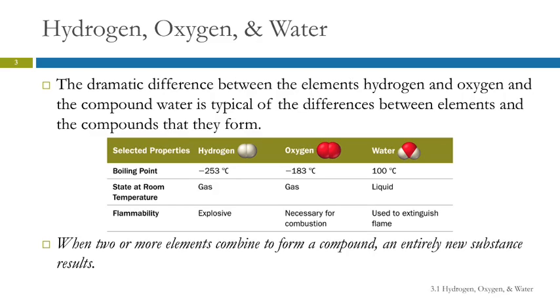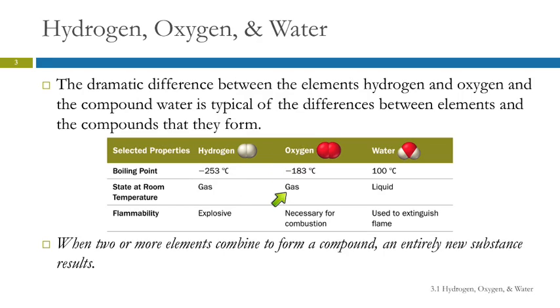So let's look at hydrogen and oxygen. Start simple. So we've got the elements, hydrogen and oxygen. Here we have a table showing some of the properties. Hydrogen is a gas at room temperature. Its boiling point is negative 253 degrees C. You can get liquid hydrogen, but it's not easy. And it's very flammable. It's explosive.